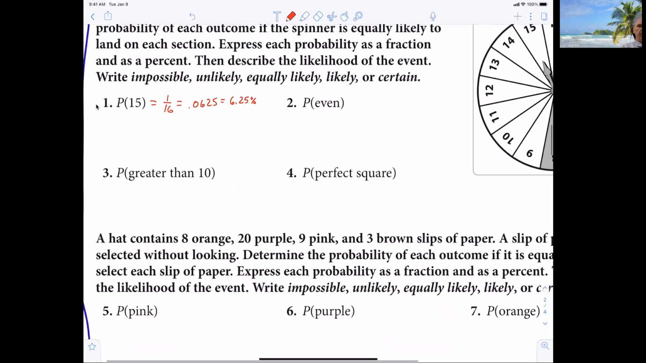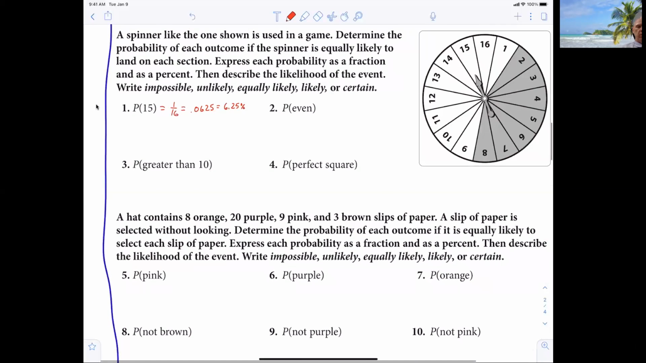Okay, Molly, you're up. What's the probability of getting an even number? 8 out of 16. That's what I want to hear. 8 out of 16 reduces to what? 1/2. Which is the same as what decimal? 0.5. Which is the same as what percent? That's how we should be talking. Zip through it. Come on.